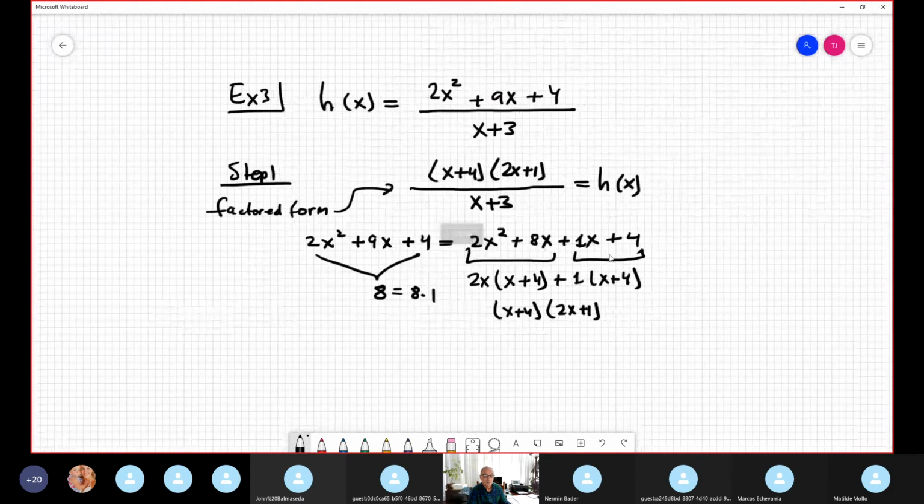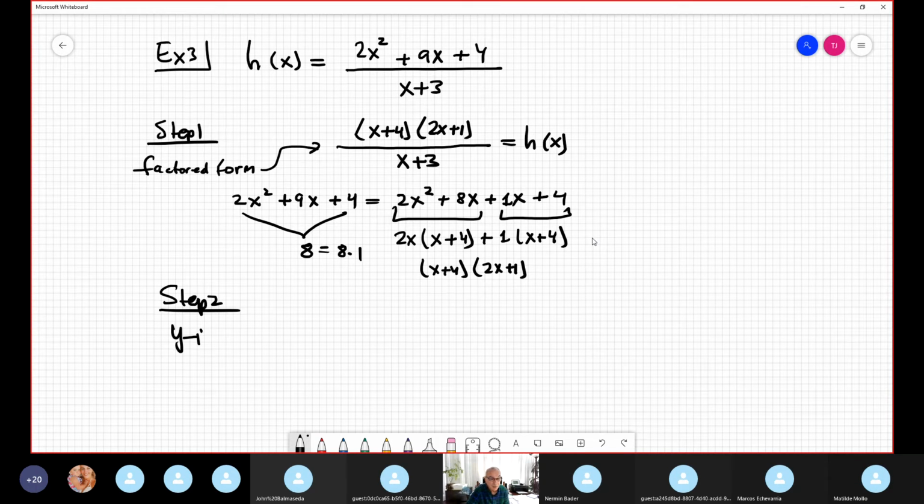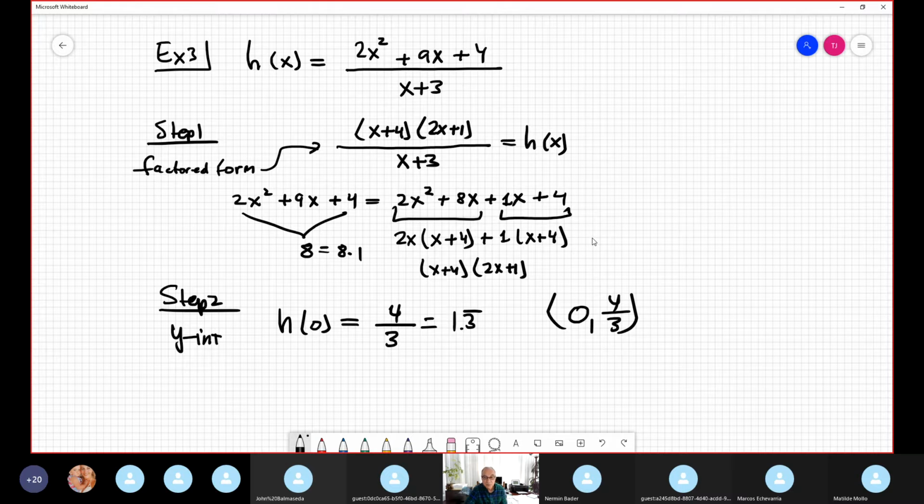Factor form. What is the step 2? Tell me. What is the step 2? I don't remember. Y-intercept. Exactly. Y-intercept. And the formula for defining that Y-intercept is evaluating 0, no? h in 0. It's obvious that when you replace 0 in x, in the top we have 4, and in the bottom we have 3. And in decimal 1.3 repeated. So the point is the point 0, 4/3 or 0, 1.3 repeated in decimal.